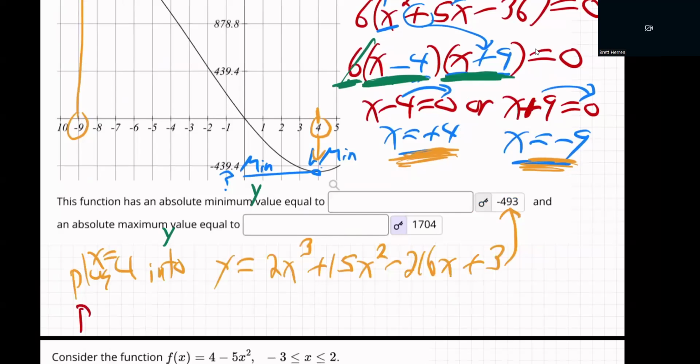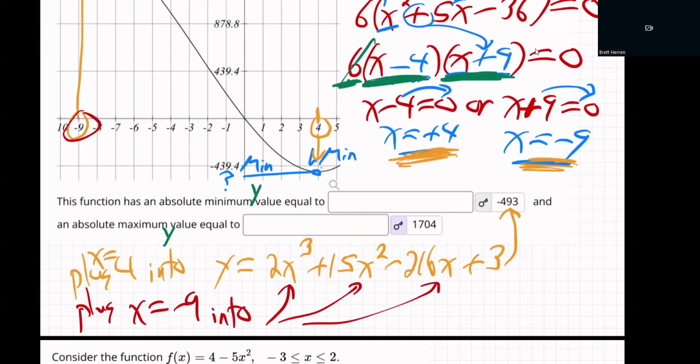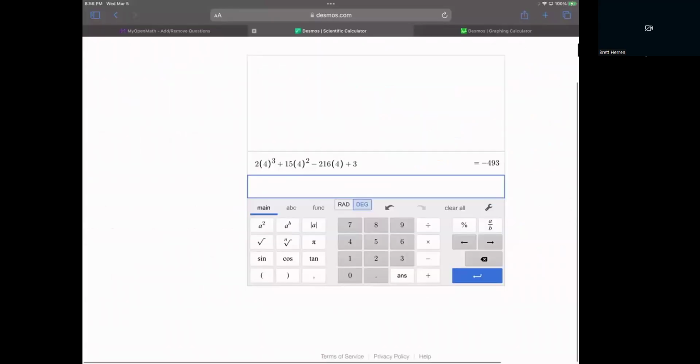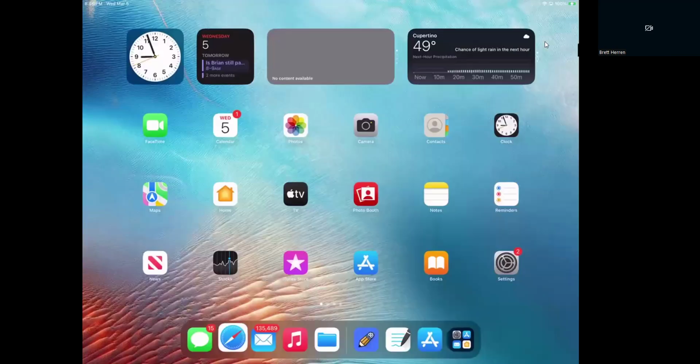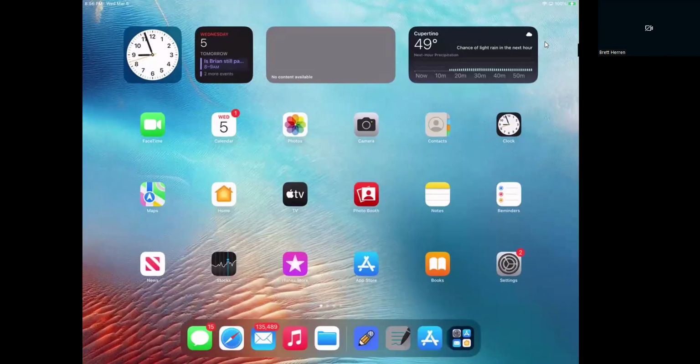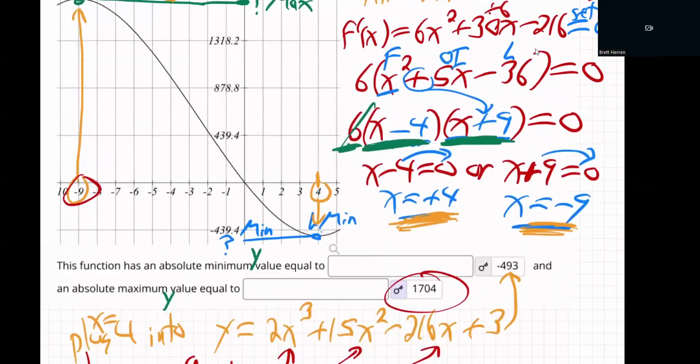And now I'll plug in the other one. Plug x equals negative 9 into the same thing. Just go back to Desmos and wherever that 4 is, make it negative 9. And there it is, 1704. Is that the answer? 1704. We got it. So that's what we do.